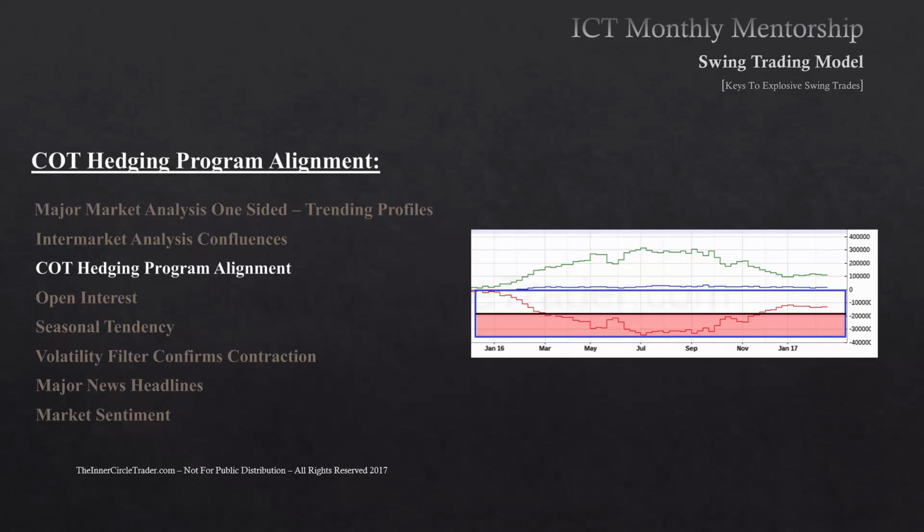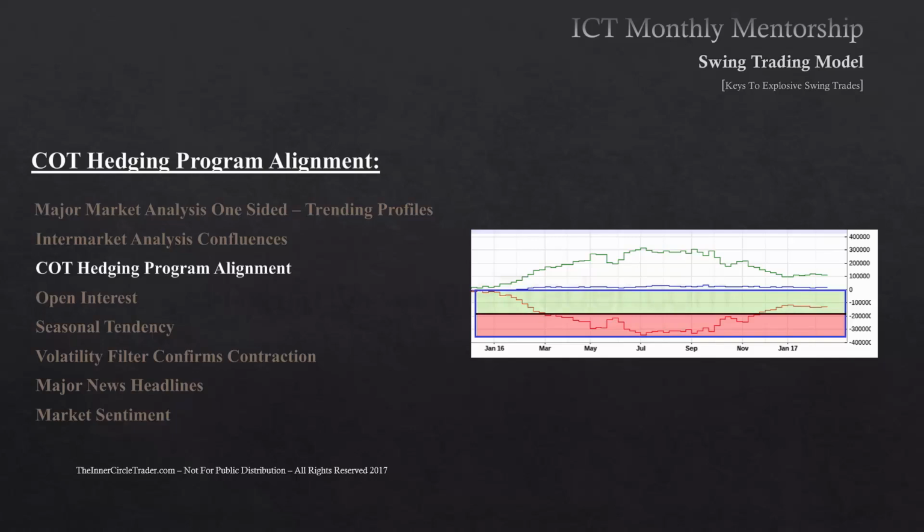now they're buying. So if we see this in alignment with the expectation that the market should be going in a trending environment, and intermarket analysis suggests that the market itself is going to go higher, and other markets that are inversely correlated to it are going to go lower, then we have the COT hedging program in alignment stating that yes, the commercials are in fact buying. So we can go into our next stage of analysis looking at open interest.